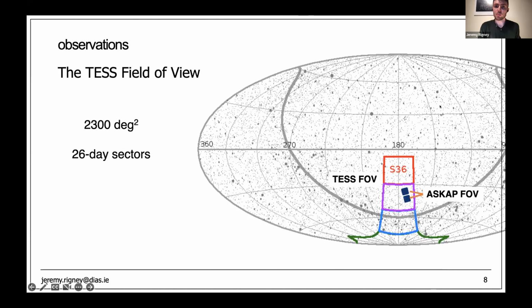So you're probably very familiar with this plot here. This is a TESS sector 36 map. And I've just overlaid the ASKAP field of view to give you an idea that while ASKAP's field of view is quite large, TESS is obviously enormous. And so we were trying here to observe simultaneous emission from M-dwarfs at radio and optical wavelengths.